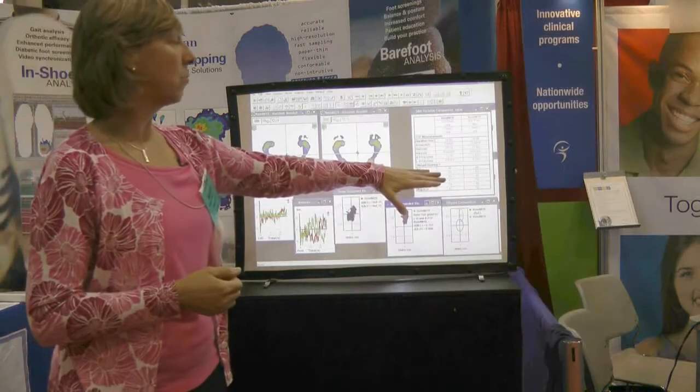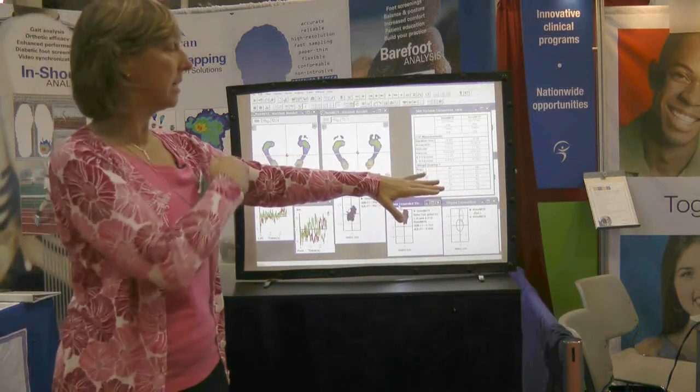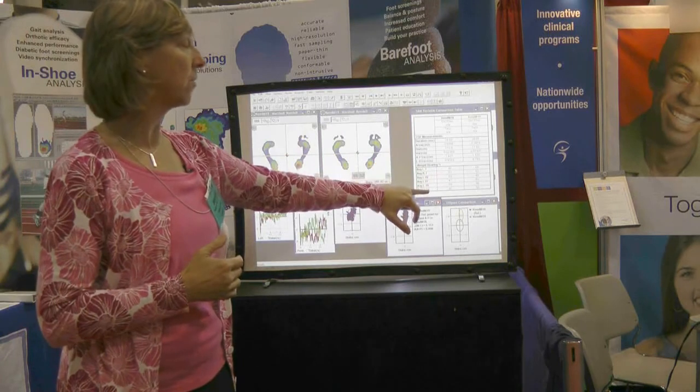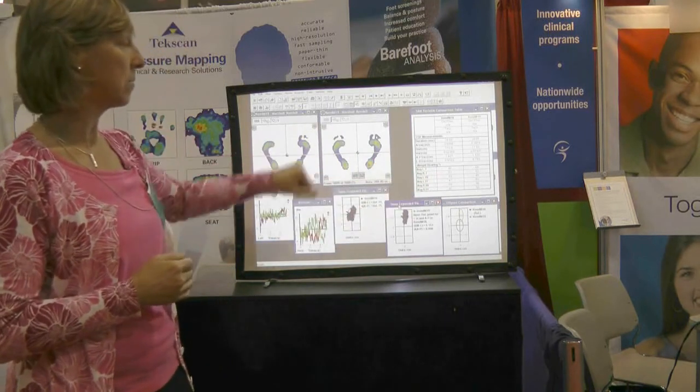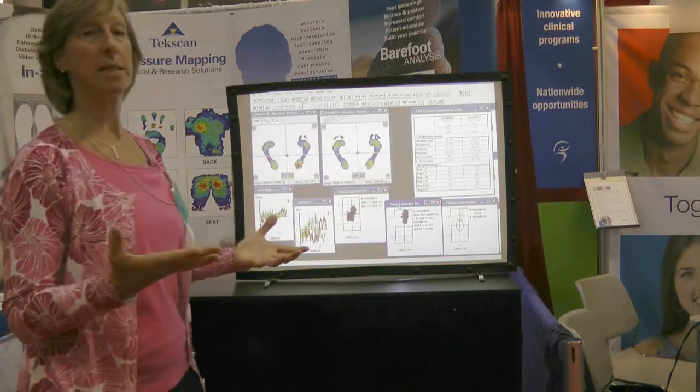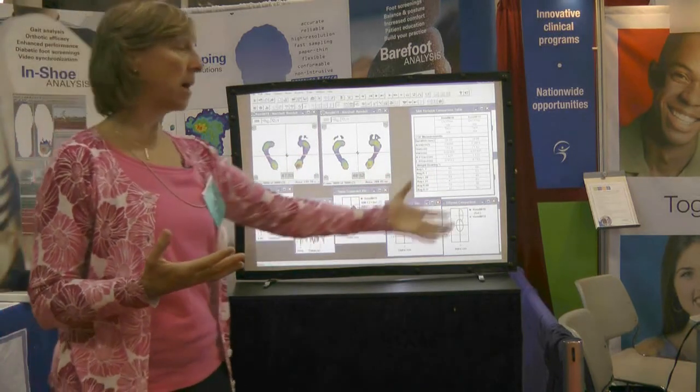So here is the weight bearing on the left and the right total. We already looked at those total numbers. And then the forefoot and rear foot, we already looked at those numbers there. So in a very short period of time, with a very simplistic testing paradigm, you can get a tremendous amount of information.